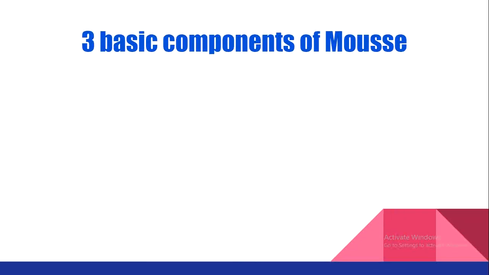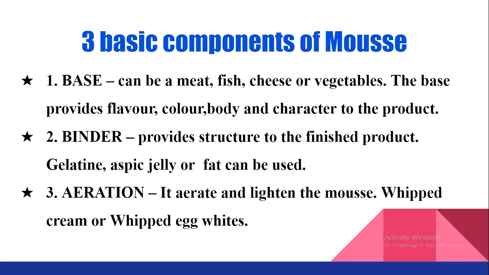Okay, let's look into the three components or parts of mousse. First one is a base. Base can be meat, fish, cheese, or vegetable. Normally, we are making a puree of the base. The base provides flavor, color, body, and character to the product. So base is the actual flavor producing part of this mousse. And the second one is a binder. Binder actually provides a structure to the finished product, so it will actually bind and combine together all the ingredients. And it can be gelatin, aspic, or even fat can be used.